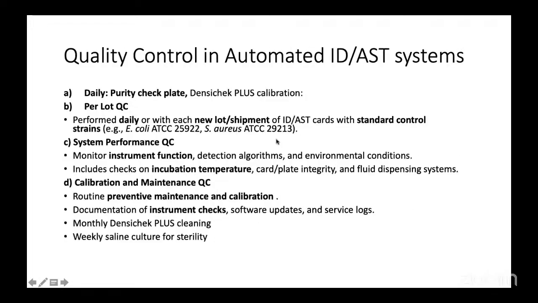Now, why I have covered this slide is so that you don't just shut it and forget it. Certain automated systems also require quality checks: a purity check plate before and after inoculating your Vitek cards, a density check plus calibration, and saline per lot QC. Whenever you get a new shipment, put up the standard controls. Then system performance QC. Very often, the engineer will come and do the system performance QC, and people think, I'm done away, I don't have to do anything else.